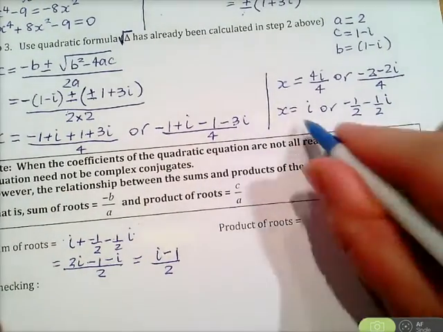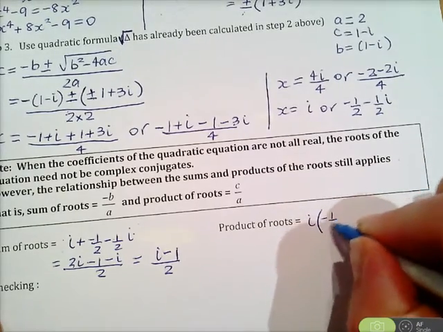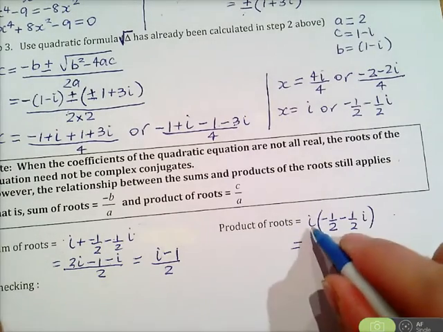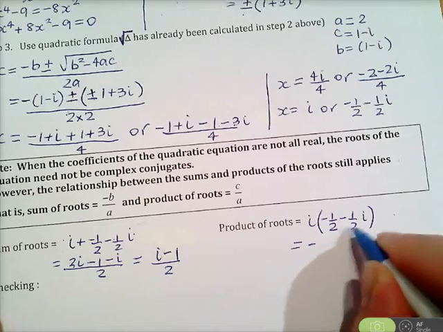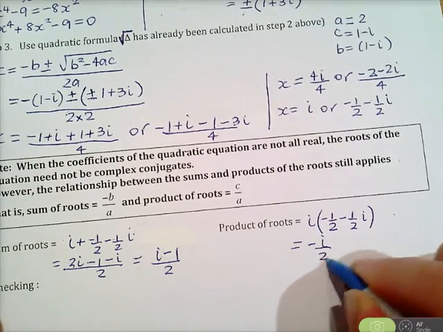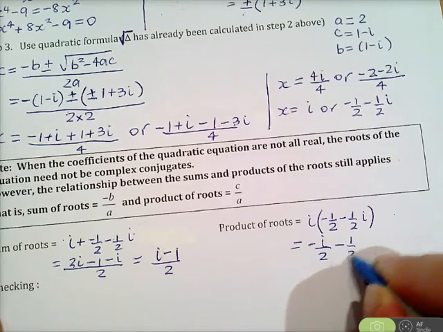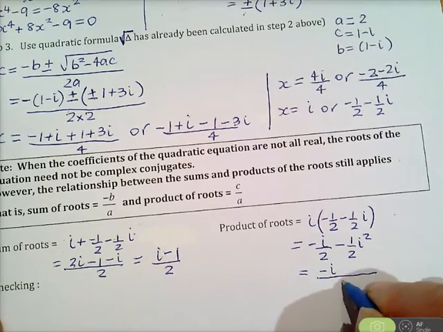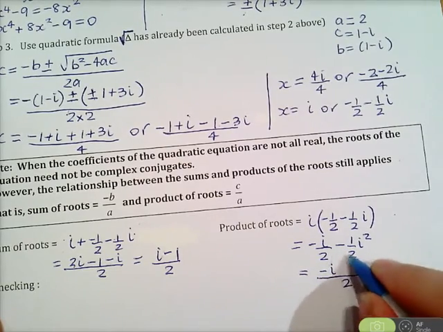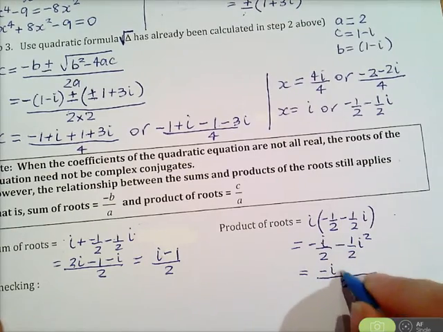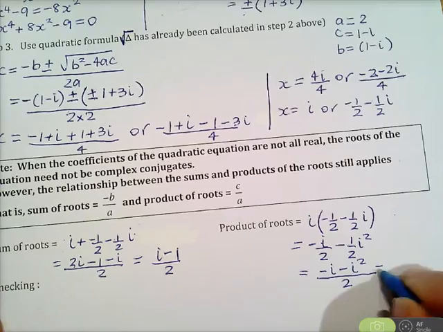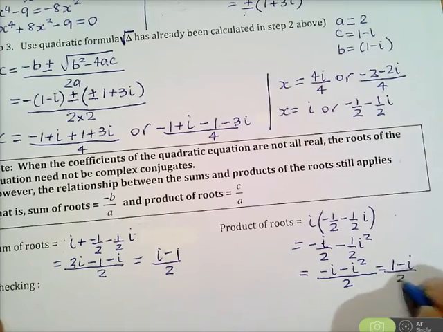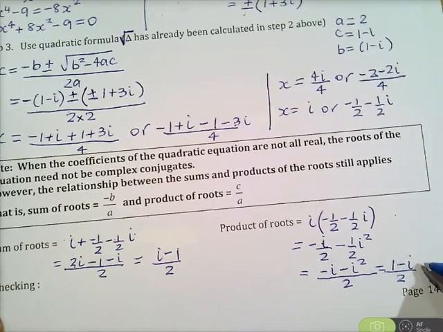Now, let me look at product of roots. Product of roots will be i times -1/2 minus 1/2 i. And if I expand that, I get negative i on 2 minus 1/2 i squared, which is negative i. Notice they're both over 2, so I'm going to put them both over 2. So I've got negative i minus i squared over 2. Now, minus i squared is plus 1, so therefore I've got 1 minus i over 2. So that's my product of roots.